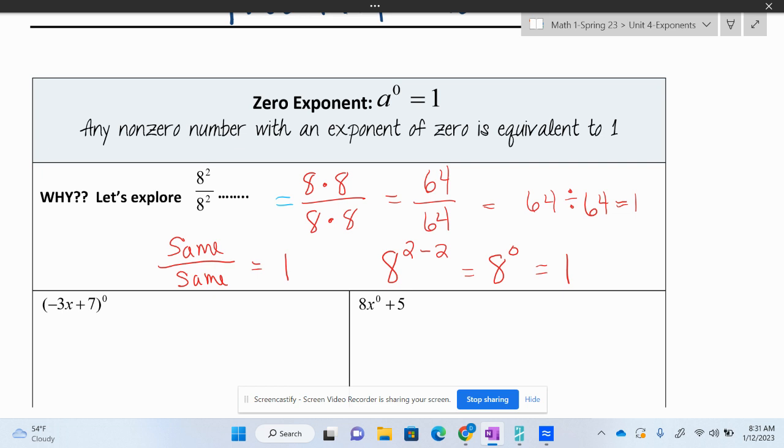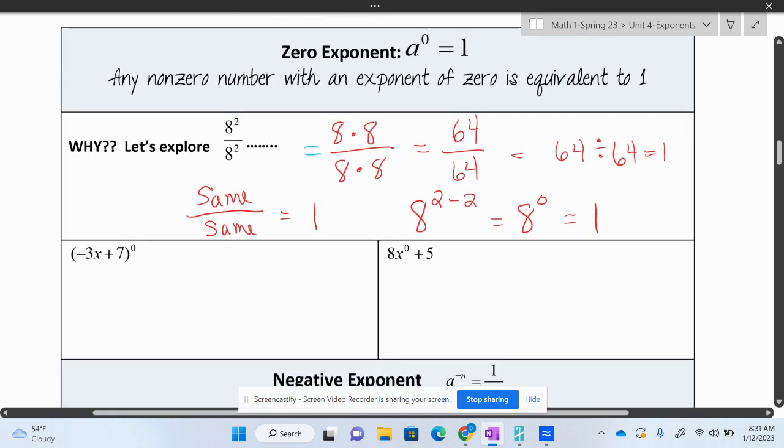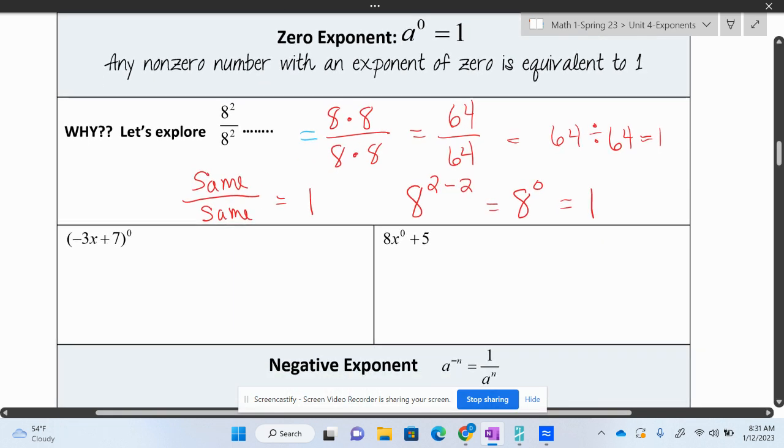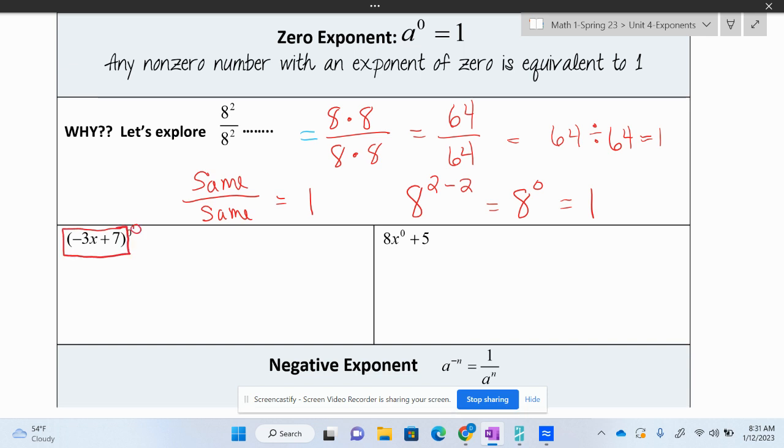Okay. So let's look at this first example. This first example says this whole thing is being raised to the power of 0. What does that mean? That means that whole thing equals what? That whole thing equals 1.